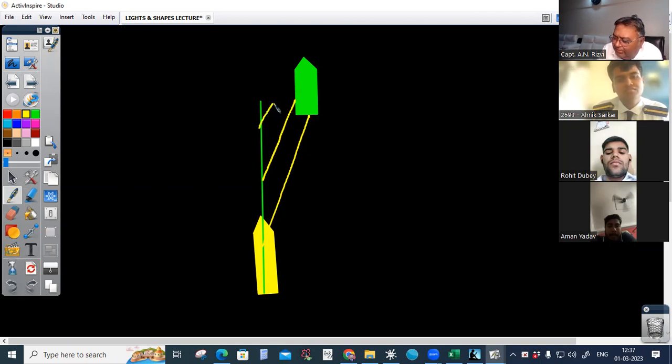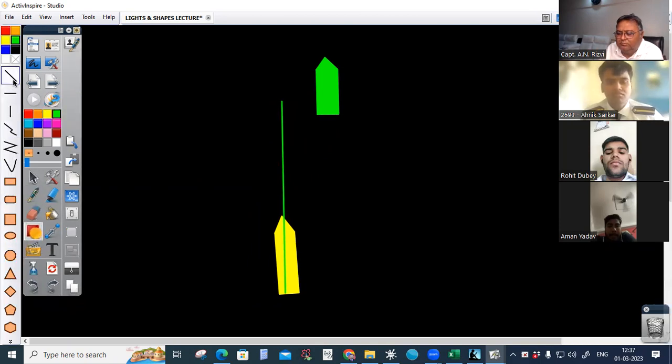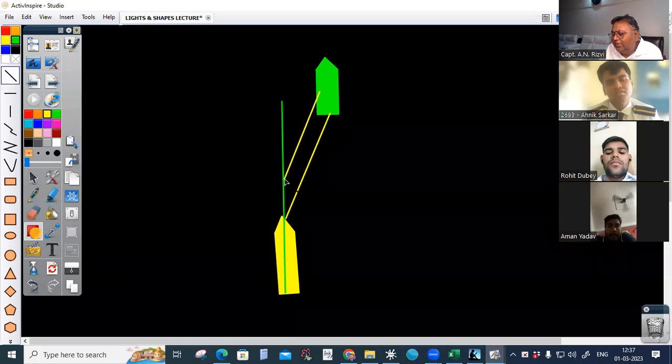There will be some variation in the bearing, I agree. But approximately bearing will remain constant. And it is not necessary that this ship is here. This ship will also go like this, somewhere move a little bit ahead. This ship will also move somewhere a little bit ahead.